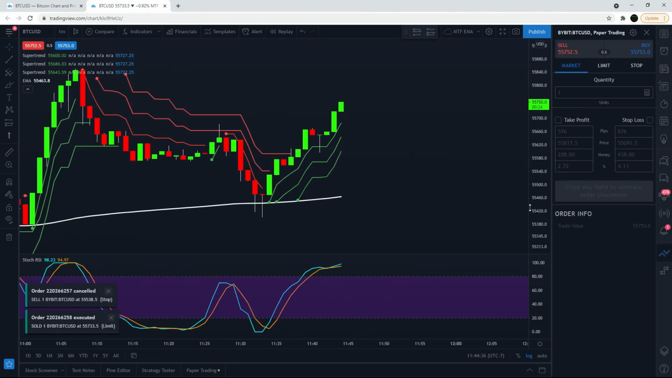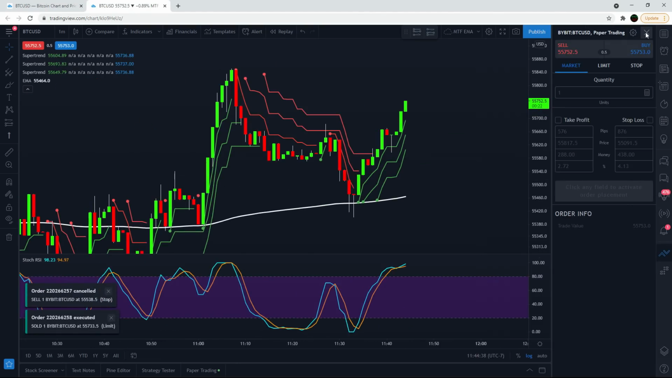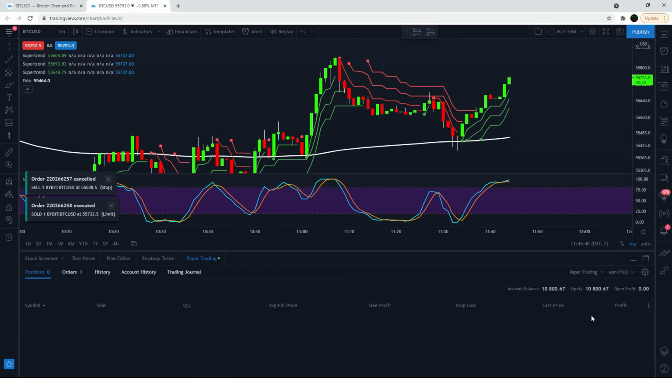Okay, profit target just about to get hit. There it goes. And that's another good one. So account's doing pretty well at this point, as you can see, and I'll move on to the next one.